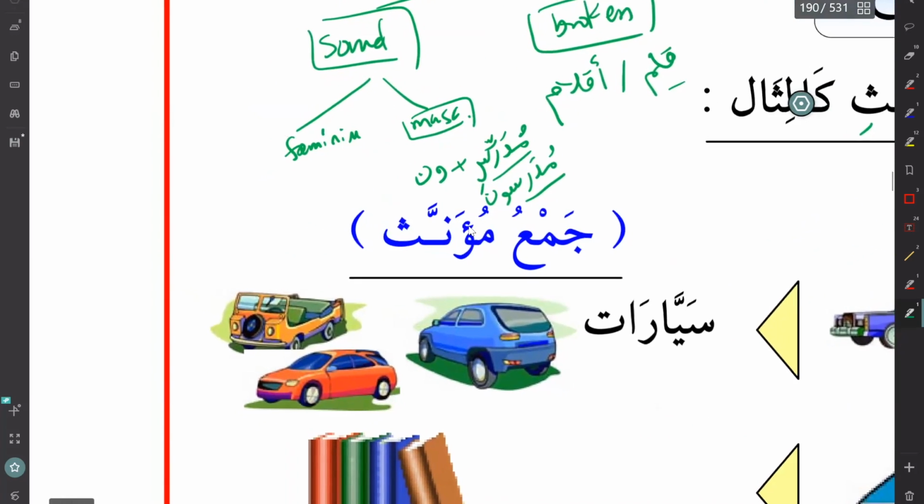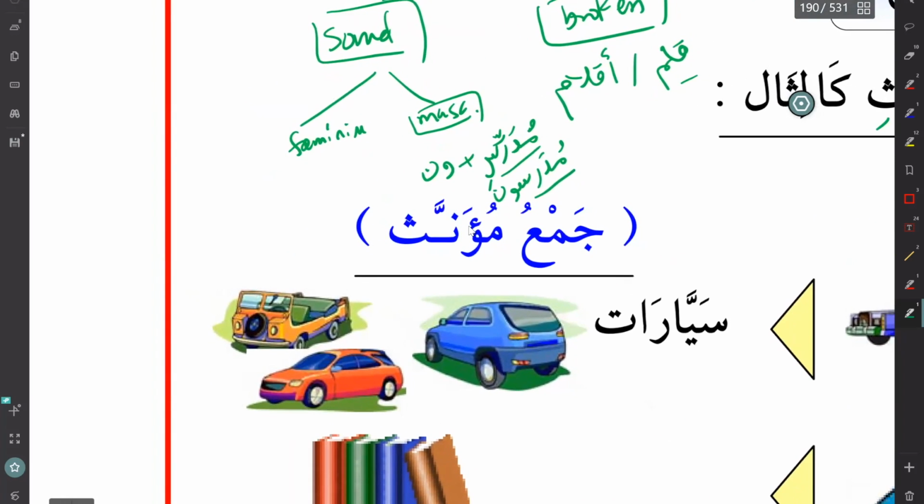The feminine sound plural, the way we do this is by adding alif and ta. So for example, we have mudarrisa, mudarrisatun, which is feminine teacher. And how do we make the plural? We add alif and ta. But the only thing we have to do is remove the ta marbuta before adding alif and ta. The idea is that ta marbuta is meant to indicate that something is feminine, right?